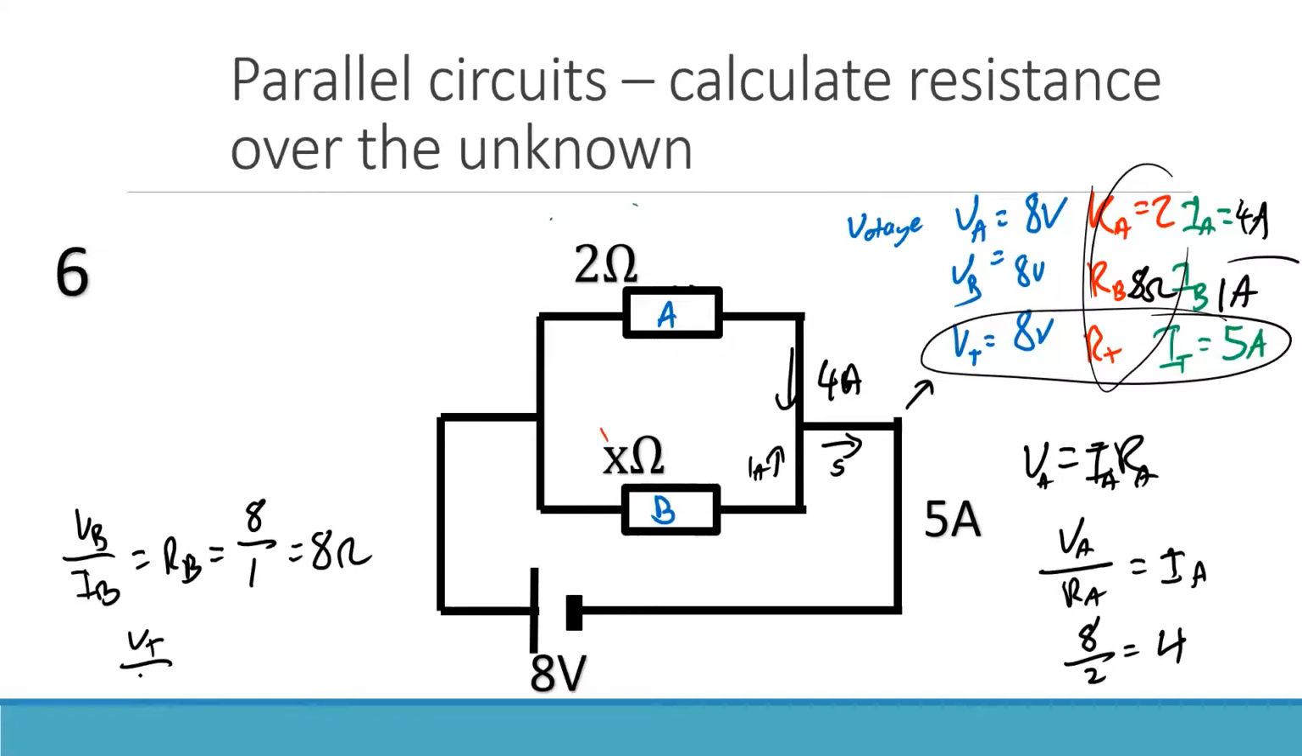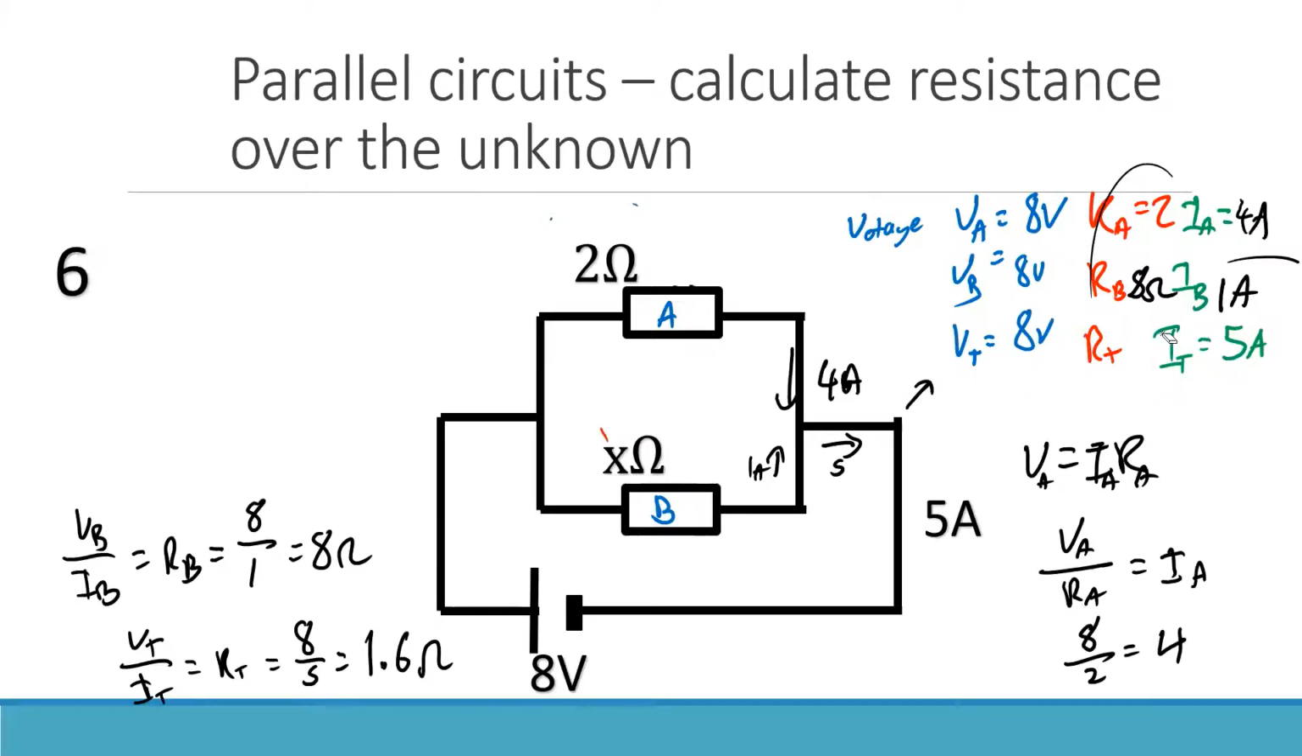VT divided by IT is going to give us RT, which means that RT is 8 divided by 5. 8 divided by 5 is going to give us, I think, 0.4, but let me just check if I made this mistake before. It's not, it's 1.6 ohms. And that's going to be our final answer here, 1.6 ohms. And so that's everything that we can work out for a particular circuit here.